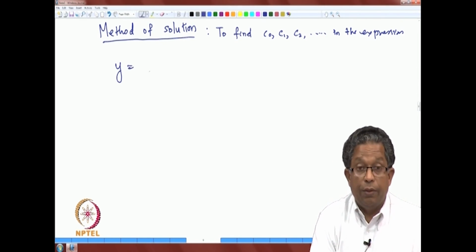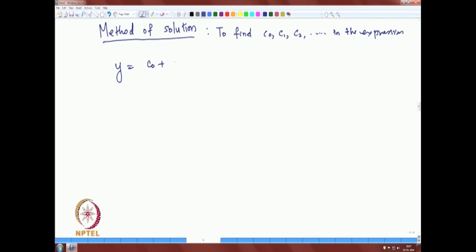y is equal to, our series solution is of the form C0 plus C1 (x minus x0) plus C2 (x minus x0) square plus etc., which in compact form we write as summation Cn (x minus x0) to the power n, n goes from 0 to infinity. So, our aim is to find these coefficients.